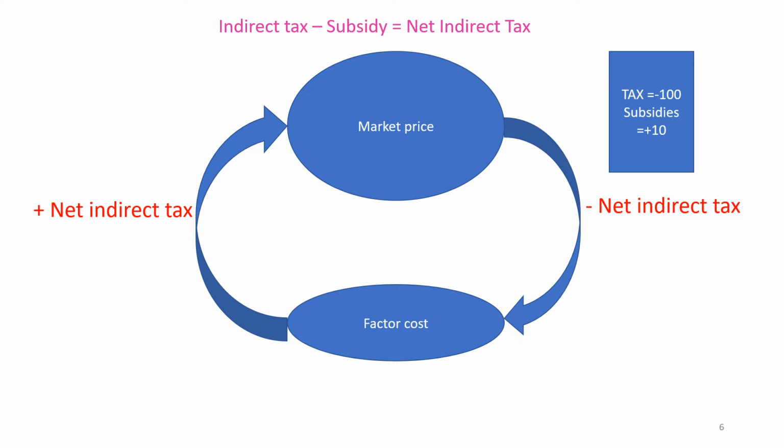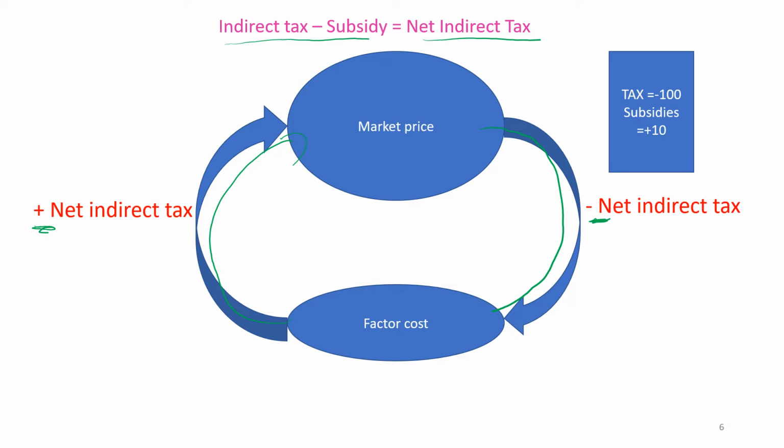Dear students, now let us understand market price and factor cost. When you are arriving from market price to factor cost, you should deduct the net indirect taxes. And when you are arriving from factor cost to market price, you should add net indirect taxes. Let us take an example. Before that, what does net indirect tax mean? It is the difference between indirect tax and subsidy.